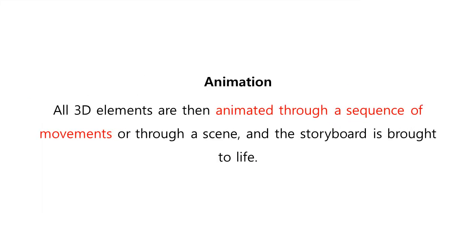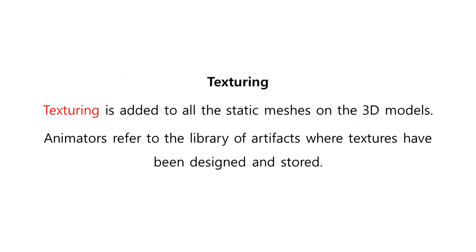Animating game objects is also done in the production stage. All 3D elements are then animated through a sequence of movements or through a scene, and the storyboard is brought to life. For 2D games, the game sprites are animated. Another process in the production stage is texturing. Texturing is added to all the static meshes on the 3D models. Animators refer to the library of artifacts where textures have been designed and stored.